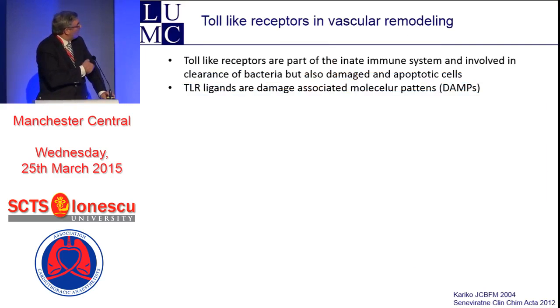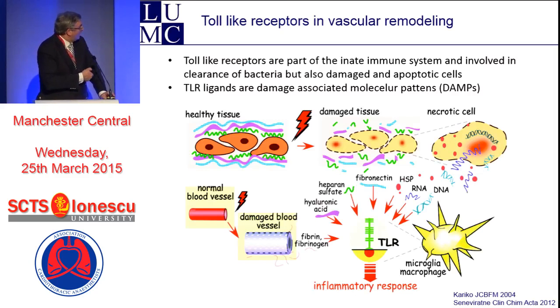That's our thought. And how can you trigger the Toll-like receptors? These Toll-like receptors are usually part of the innate immune system, and they are involved in the clearance of bacteria, but also damaged and apoptotic cells. So the ligands for this receptor are damage-associated molecular patterns, DAMPs, factors produced on tissue damage. In a damaged tissue, matrix components, parts of the connective tissue, become free. You can get heparan sulfate, hyaluronic acid, fibronectin fragments, but also heat shock proteins and DNA fragments. All of them can bind to the Toll-like receptor, and they can provoke this inflammatory response.